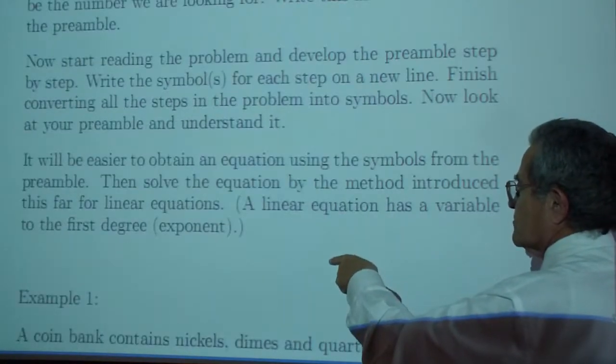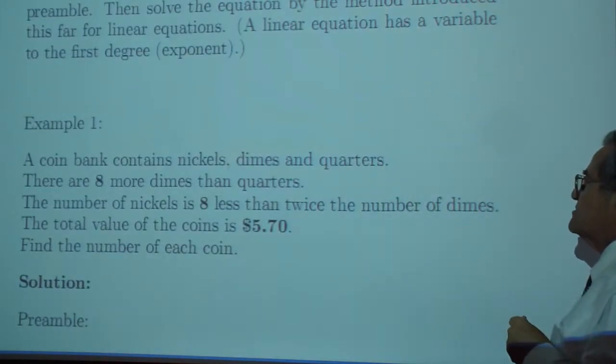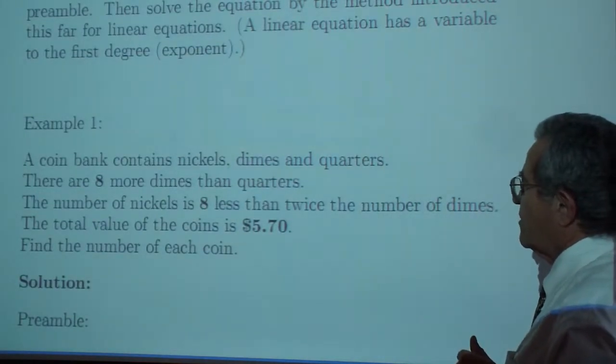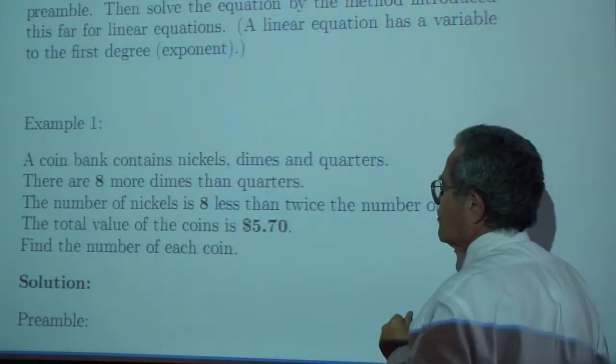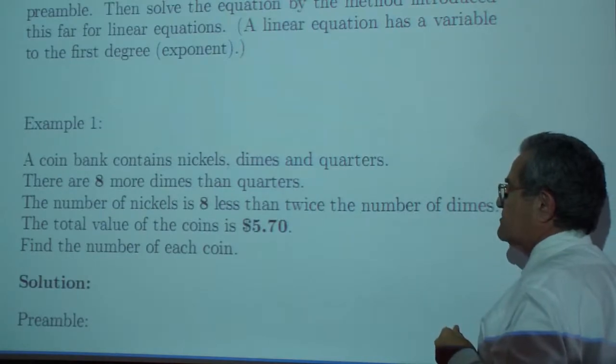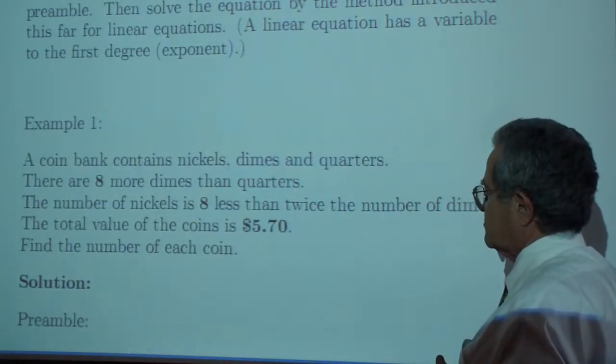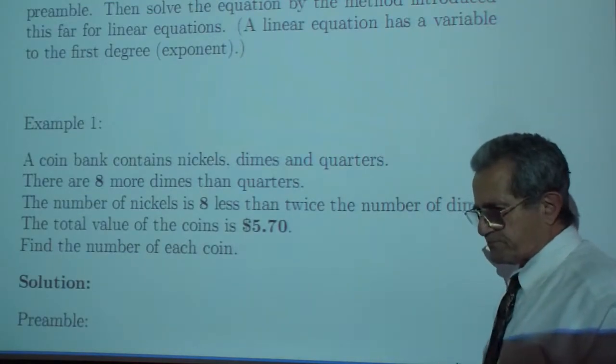Example 1. A coin bank contains nickels, dimes, and quarters. There are 8 more dimes than quarters. The total number of nickels is 8 less than twice the number of dimes. And the total value of the coins is $5.70. What is the number of each coin?